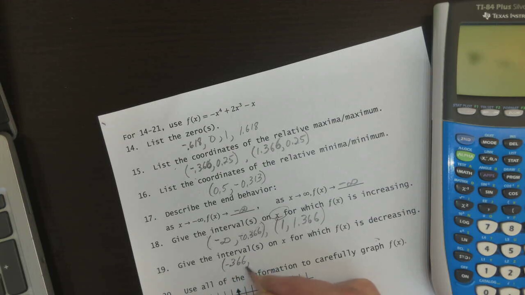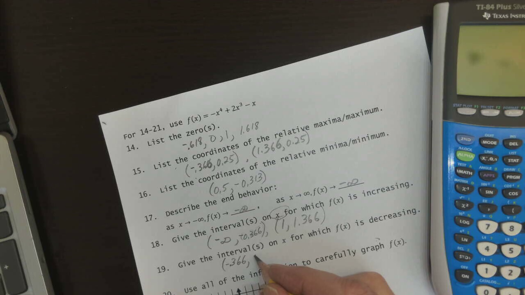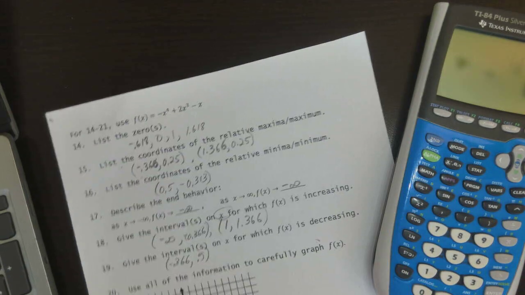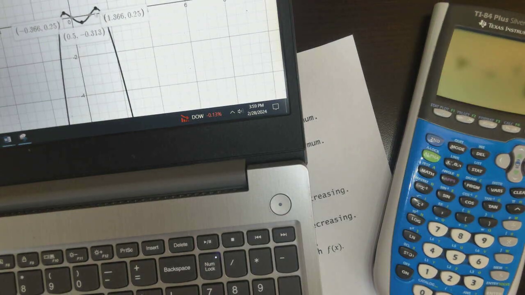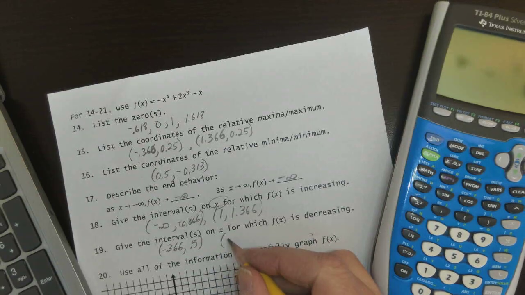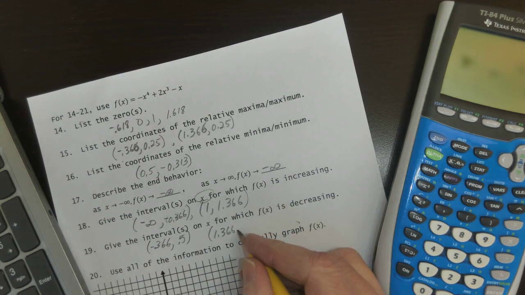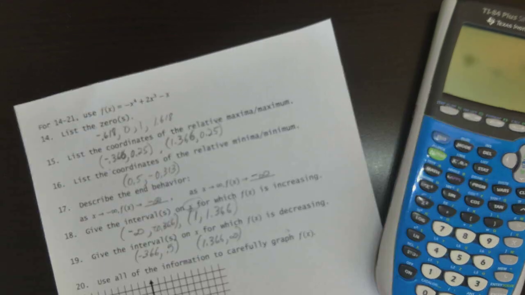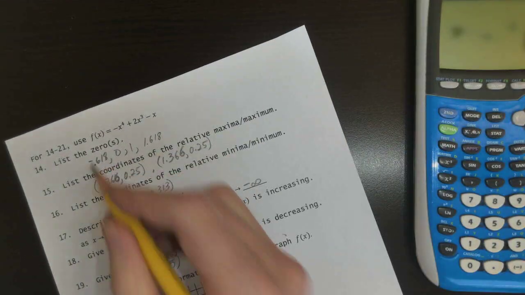Point 0.366 to 0.5. Sometimes I write the 0, sometimes I don't. And then on this right side, you go from here to 1.366 to infinity. Now I know it's going down, but we're doing the x's, remember, so it goes down to the right forever. 1.366 to infinity. All right, let's use all this.